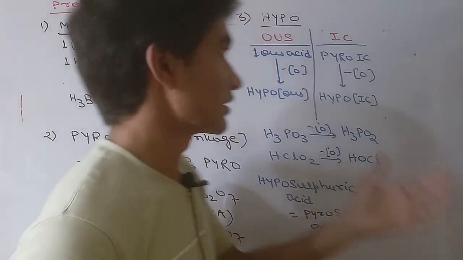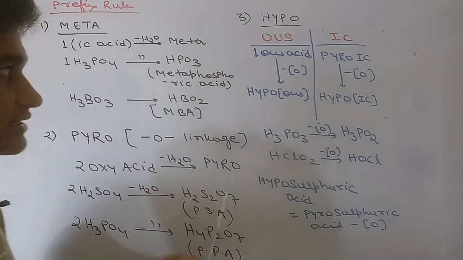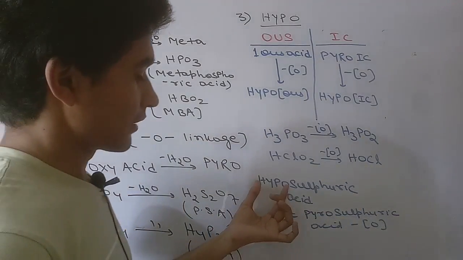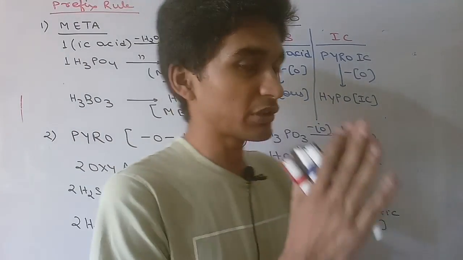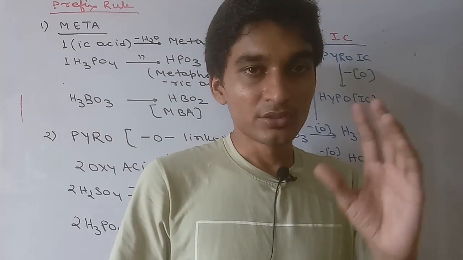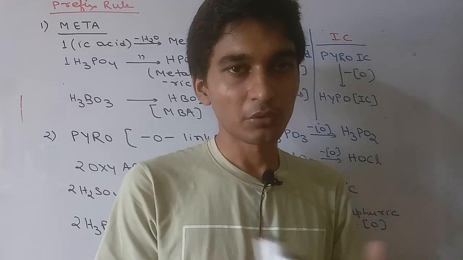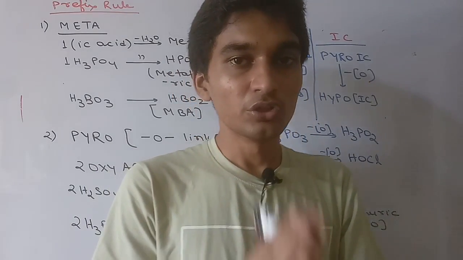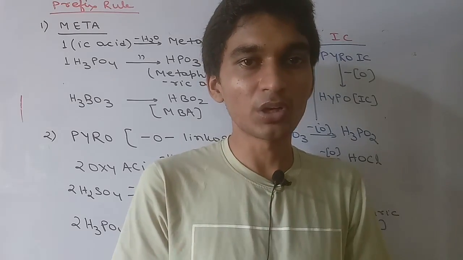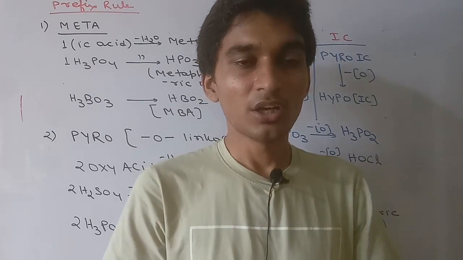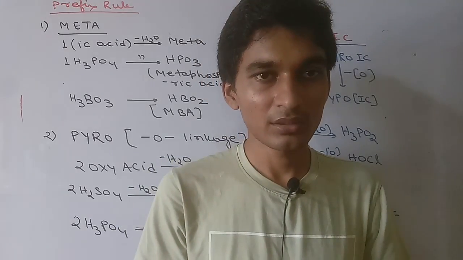Today's discussion is the prefix rule for finding the formulas of different oxy acids. If you are asked the formula of hyposulfuric acid or pyrosulfuric acid, you do not need to mug up all those formulas. Simply follow the concepts. I will tell you 2 or 3 rules for finding the formula. Follow those rules and you will find all the formulas, so you don't need to mug them up. Watch the video till the last to get the concepts about how to find formulas by trick.